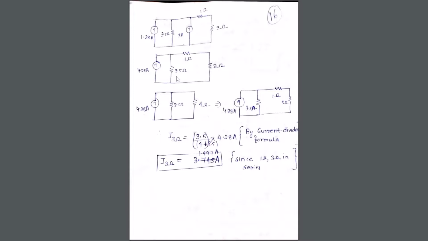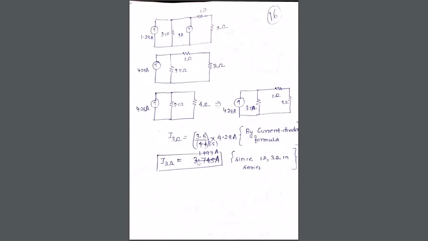So I can convert it into, or there is no need to convert as such. We can just keep the equivalent circuit as it is. If you see over here, this circuit and this circuit are the same, right? So now I need to find the current through the 3 ohm resistor which is mentioned. Therefore, the current through the 3 ohm resistor is equal to 3.5, that is this one, upon 3.5 plus the equivalent, that is 4, into my net current, will give me 1.997 amperes.